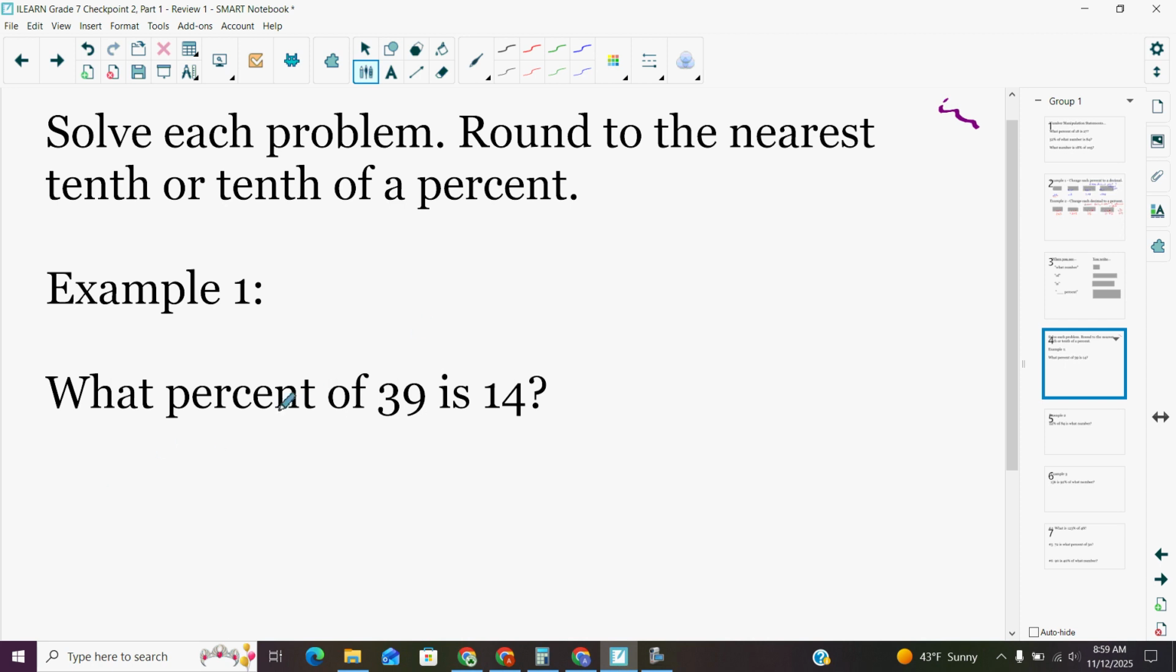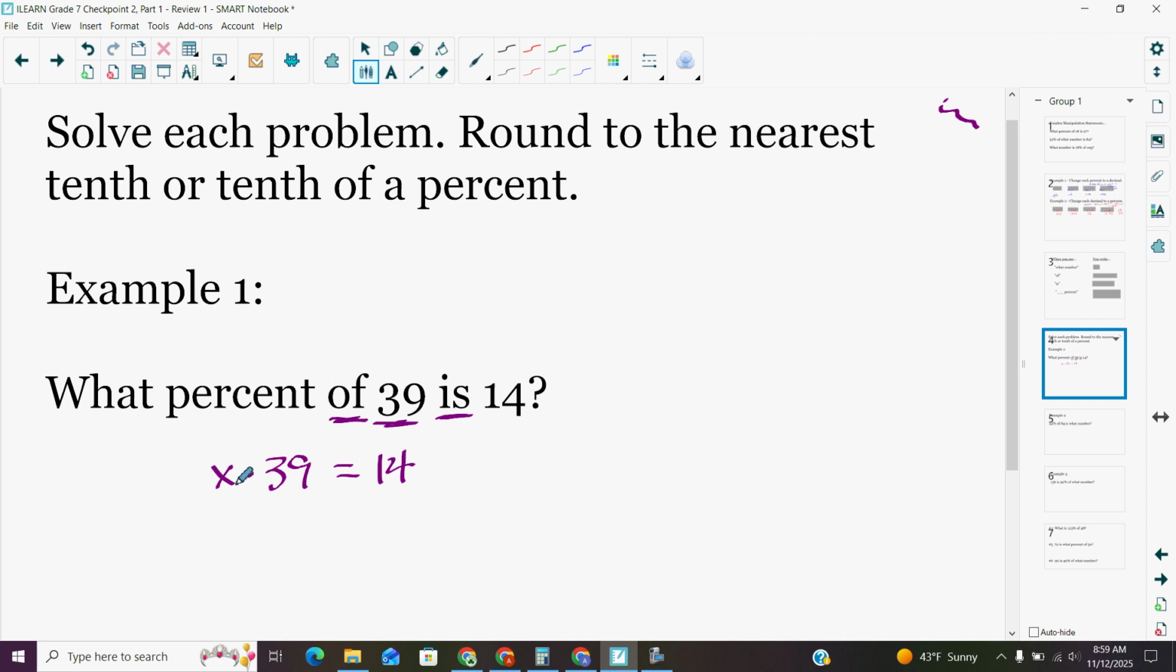So we write our equation the same way that we read it here. What percent? That's what I'm looking for. I don't know what it is, so we're going to call that a variable, X. The word of tells us we need to multiply. 39 is, we put an equal sign. Basically, we're saying we want this to be the same as that, so equals 14. X times 39 equals 14.